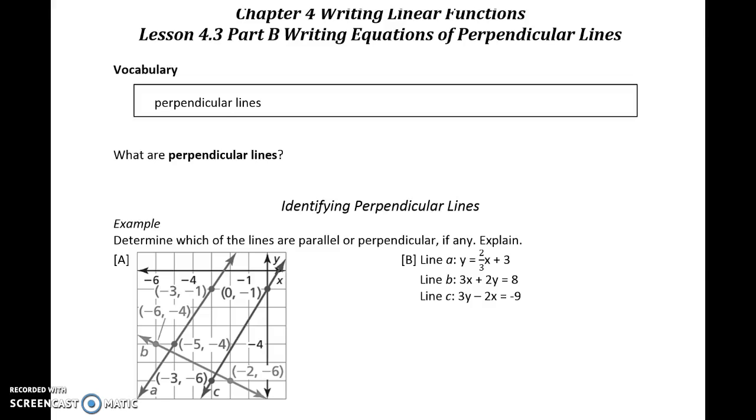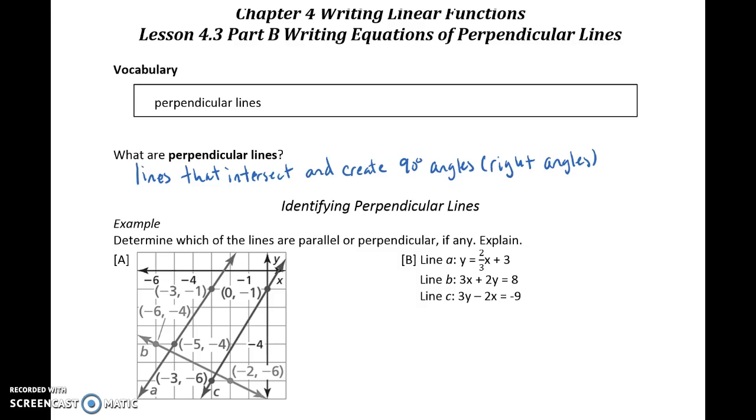So we're going to do the second part of writing equations of parallel and perpendicular lines, which is section 4.3, and we're going to talk about perpendicular lines. So first, let's define what perpendicular lines are. Perpendicular lines are lines that intersect to create 90-degree angles. Remember, 90-degree angles are also known as right angles. So if two or more lines intersect to create 90-degree angles, then those lines are what we call perpendicular.